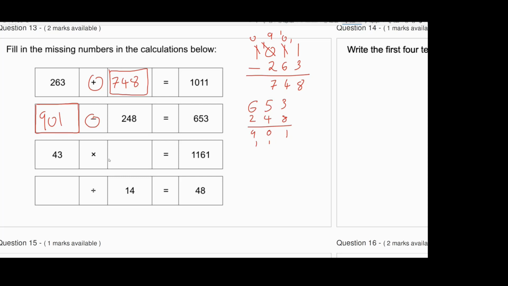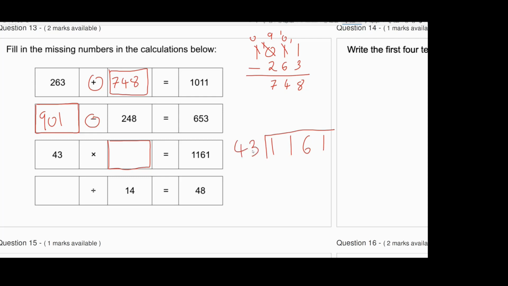Probably the trickiest one is this one. So what would I have to do to work out this missing number? I'm saying something times 43 is 1,161. So what would I have to do here? This time it's a divide. Well, I don't know my 43 times table, so I'm going to try and write down some of them. Because what I want to do is 1,161 divided by 43.